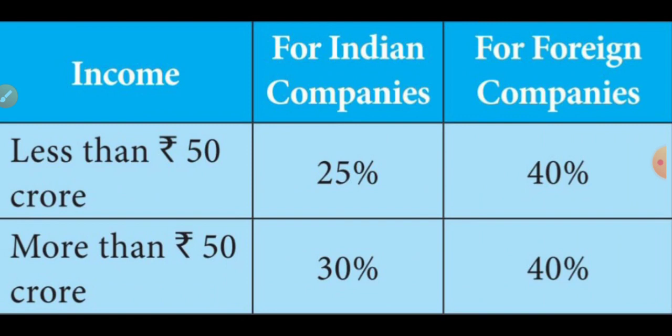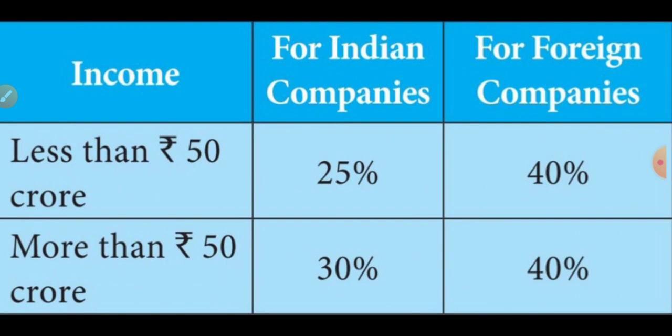Likewise, if the Indian company's income is more than 50 crore, it has to pay 30 percent tax, but foreign companies have to pay 40 percent. Can you understand, students? Listen very carefully. If the Indian company's income is less than rupees 50 crore, it has to pay 25 percent tax, while foreign companies have to pay 40 percent. With more than rupees 50 crore income, Indian companies pay 30 percent tax, and foreign companies pay 40 percent.